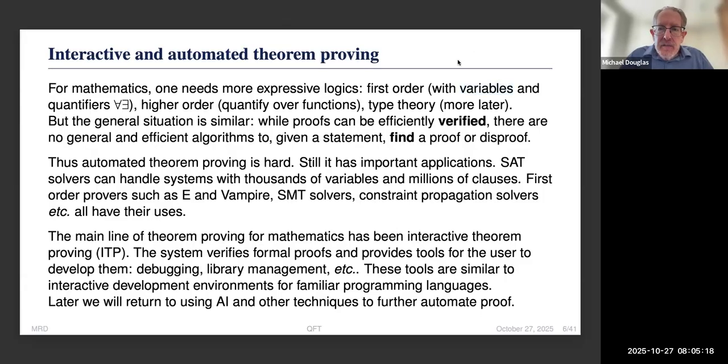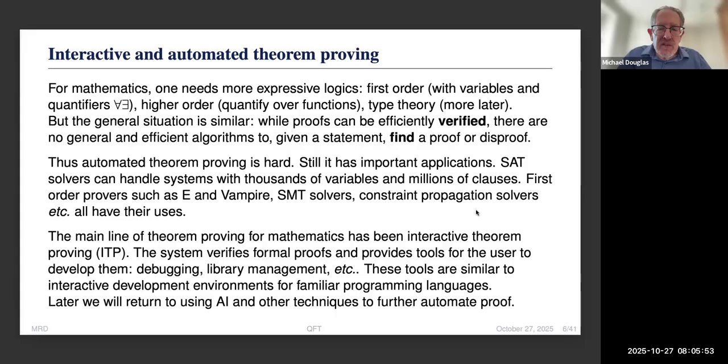Again, from a computer science point of view, there's a lot to learn even from that starting point. But of course, to express mathematics, you need much more. The basic distinctions are you can have variables that take values in sets, and quantifiers; that's first order logic. You can quantify over functions. You can replace sets with type theory, which is what we'll use. But the basic structure of the problem is the same. There are many logics that can be efficiently verified and in which you can express, again, quote, all of mathematics, but there's no easy way to find a proof or disproof.